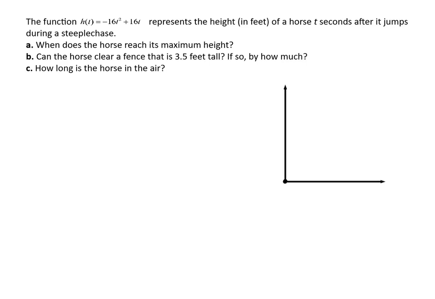This is our third problem from our foldable. We have the function h of t equals negative 16t squared plus 16t represents the height in feet of a horse t seconds after it jumps during a steeplechase.